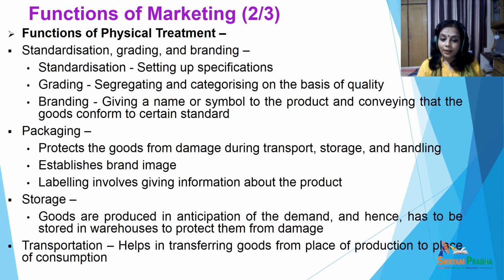Then comes the storage of the product. Goods are produced in anticipation of demand and hence have to be stored in warehouses to protect them from damage. Transportation is another area. Since customers are scattered all over the country or even internationally, this helps in transferring goods from the place of production to the place of consumption.